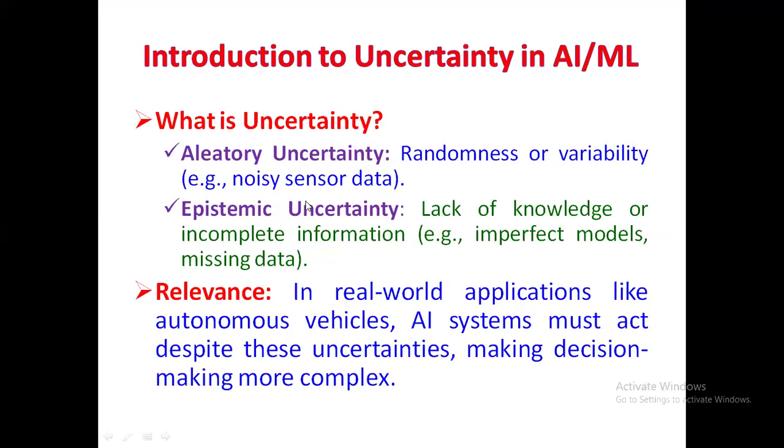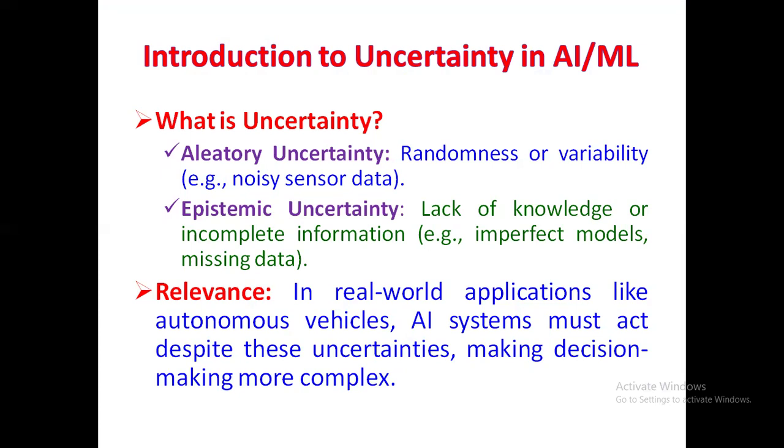The next type is epistemic uncertainty. This is caused by the lack of knowledge or incomplete information, often due to limitations in the models, sensors, or training data. Epistemic uncertainty can potentially be reduced as more data or better models become available.